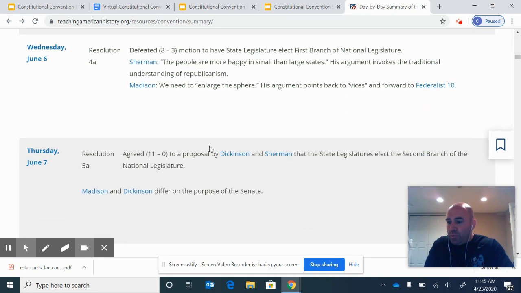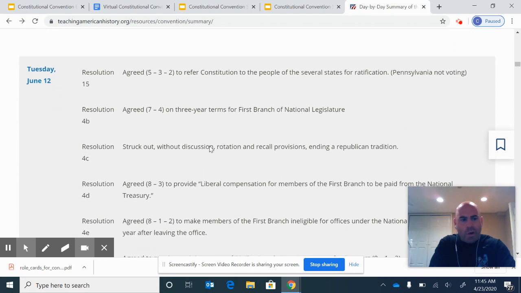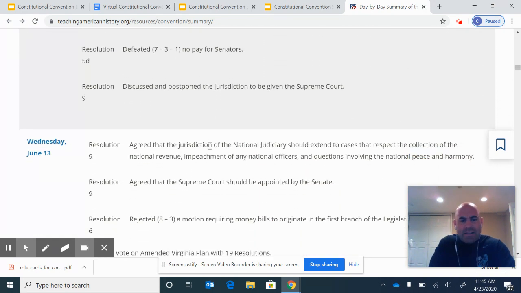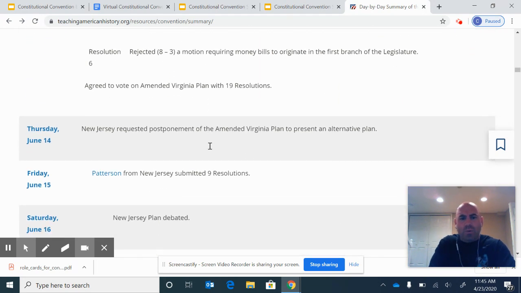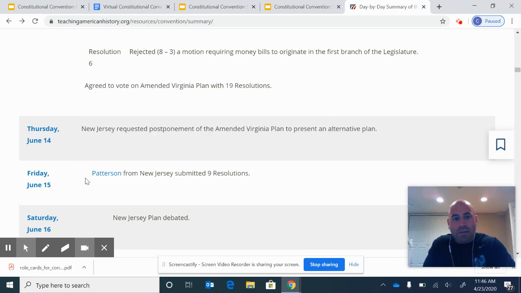And we get to June 14th. New Jersey and some of the smaller states, like Delaware, are looking at it and saying, whoa, let's hold up here. We really don't agree to this type of document. We're not having a major say for smaller states. Let's stop the process and figure out something new. So William Paterson of New Jersey introduces the small states plan, which is the New Jersey Plan. It has 9 resolutions.